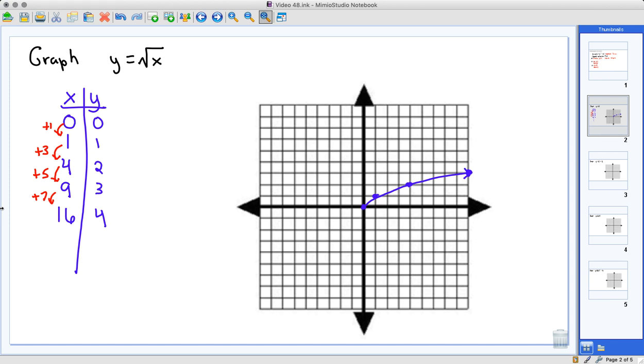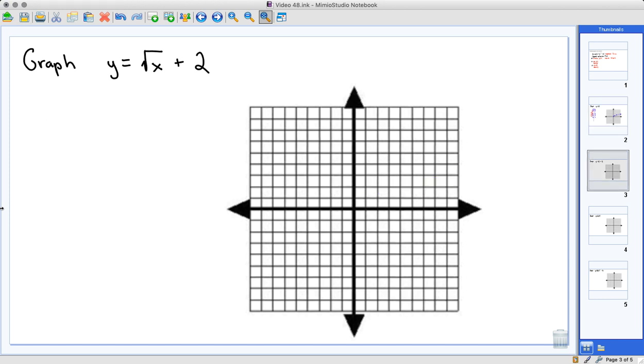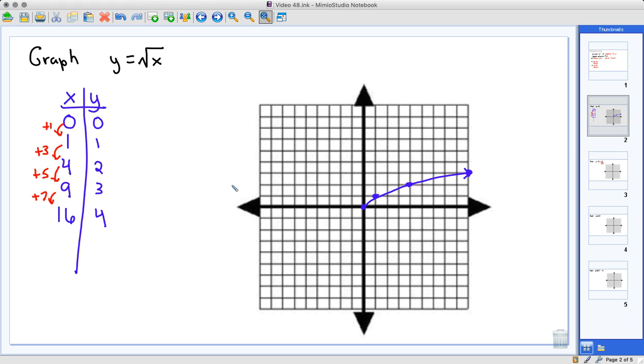Okay, so if I look at this next one, I have graph y equals square root of x plus 2. If I go back to my first piece of information, this tells me to go up 2. So basically I'm going to take all of the values from here, all these points, and move them up 2. Because this is what we call the parent graph, which means we have no transformations, so no up, down, no left, no right.